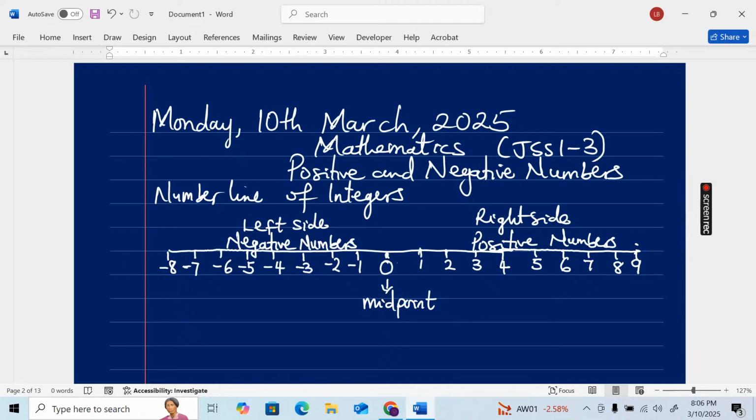All right, so I hope you can see my screen clearly. We have positive numbers on the right side. We have negative numbers on the left side. I want everybody's attention to be on my screen. You are not permitted to type right now. Just focus on what is on my screen. So please take note of the number line for integers.